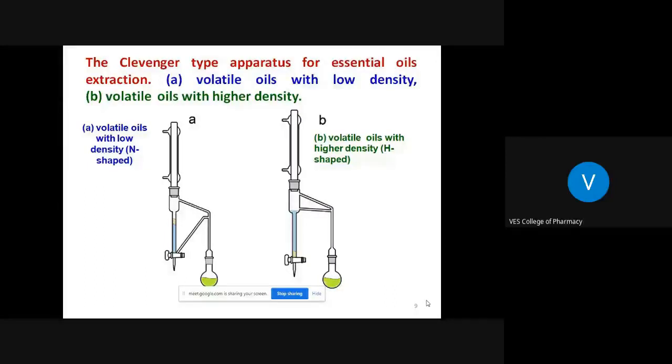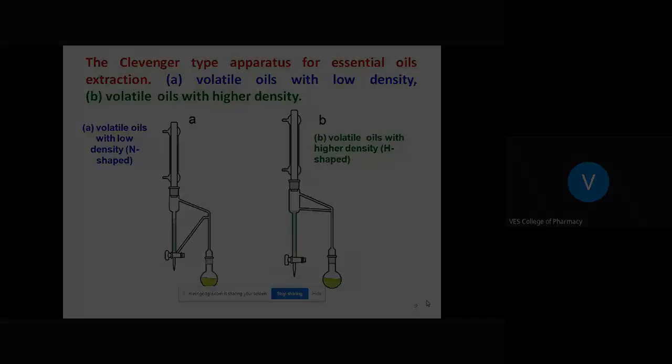There are 2 designs of Clevenger's apparatus which are available. N-shaped type is for volatile oil which has low density. And there is one more design of apparatus for the volatile oil with higher density. So it is called the H-shaped apparatus.